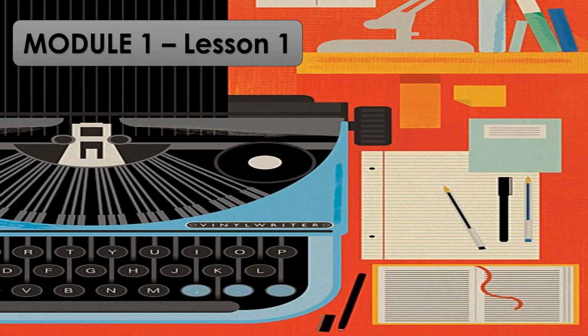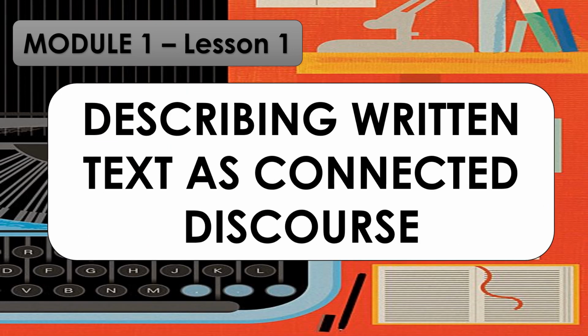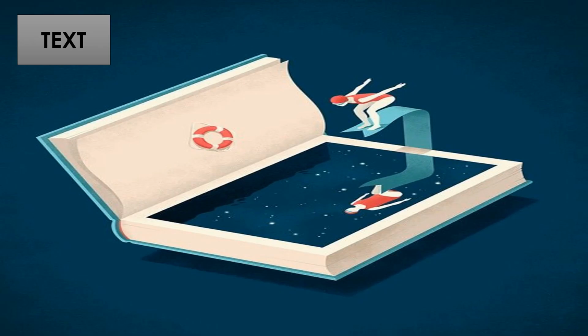Hi, today we will discuss describing written text as a connected discourse. We will determine here that a text is related and connected to a discourse because as a reader or a writer, you inevitably get involved with text. Readers read text while writers write text, meaning one will experience writing and experience becoming a writer at the same time.